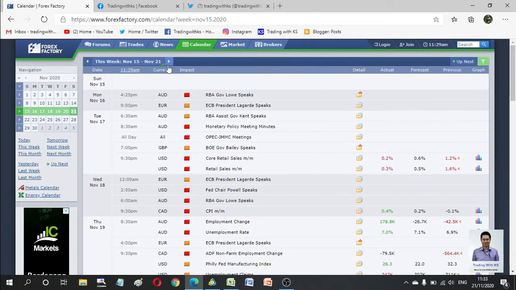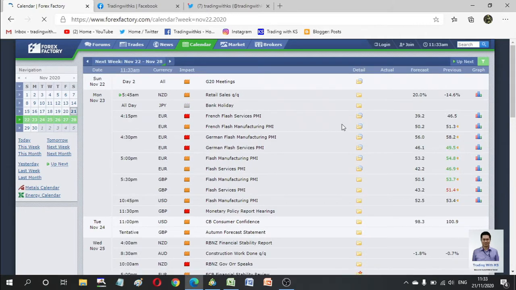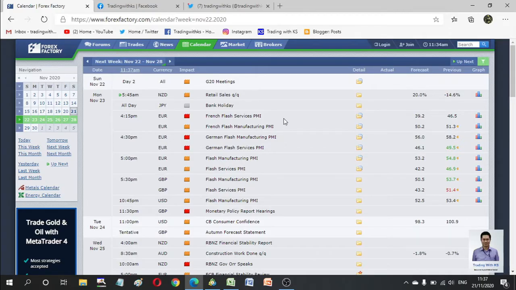That was the past week. So let's look at what's coming around the corner next week. Let's look at the high impact events for next week of trading. First we have a G20 meeting, continuing on Sunday. Monday is a Japanese holiday, so the Bank of Japan will be closed. So we expect the JPY to be a slow currency on Monday.